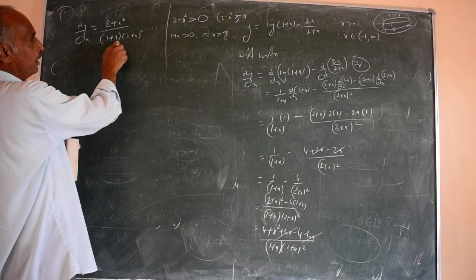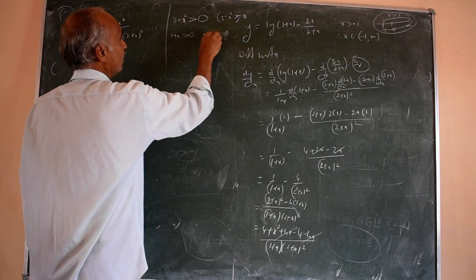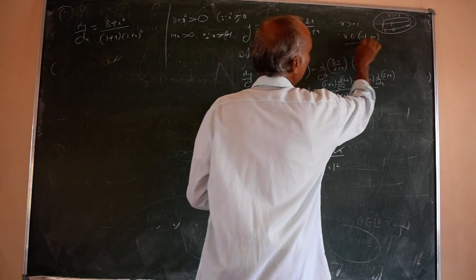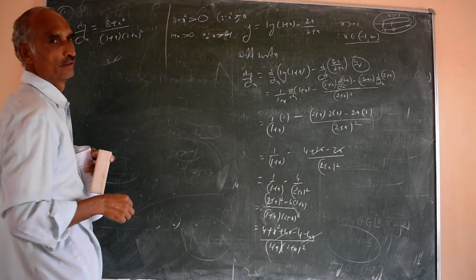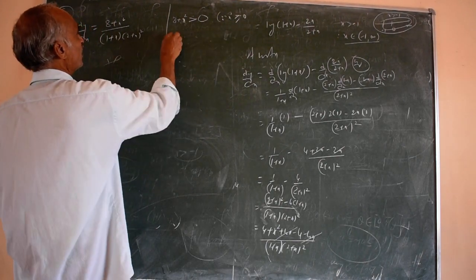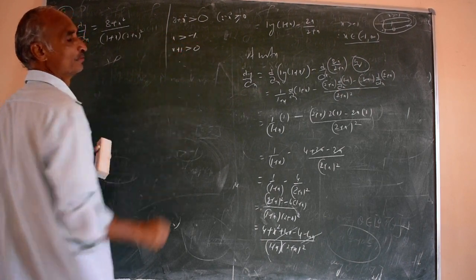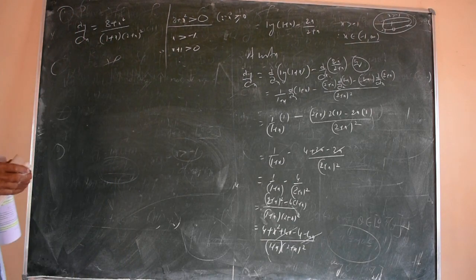Is this a positive number? Because x is greater than minus 1 here. The domain of x is minus 1 to infinity. If x is greater than minus 1, then 1 plus x is greater than 0. In other words, x is greater than minus 1. Bringing this to this side, x plus 1 is greater than 0. Therefore, this is positive, since x is greater than minus 1 is given.